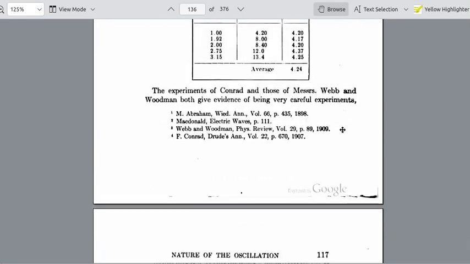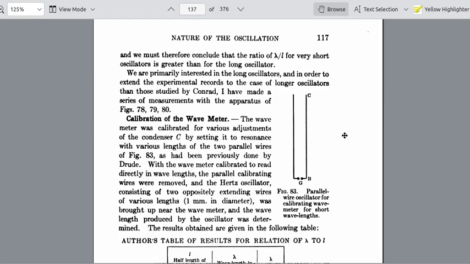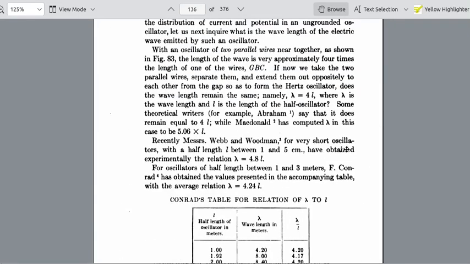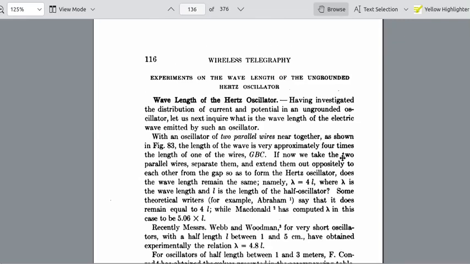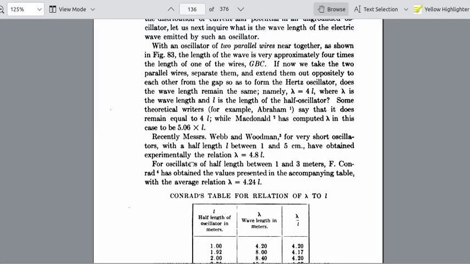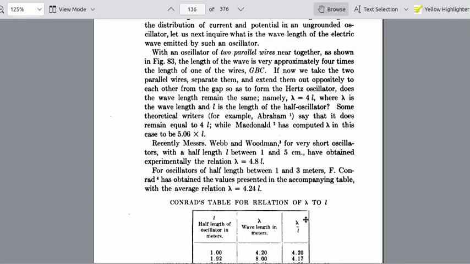If now we take the two parallel wires, separate them, and extend them out oppositely to each other from the gap so as to form the Hertz oscillator, does the wavelength remain the same? Namely, lambda equals 4L, where lambda is the wavelength and L is the length of the half oscillator. Some theoretical writers, for example Abraham, say that it does remain equal to 4L, while MacDonald has computed in this case it to be 5.06 times L. Recently, Messrs. Webb and Woodman, for very short oscillators, with a half-length L between 1 and 5 centimeters, have obtained experimentally the relation lambda equals 4.8 L.